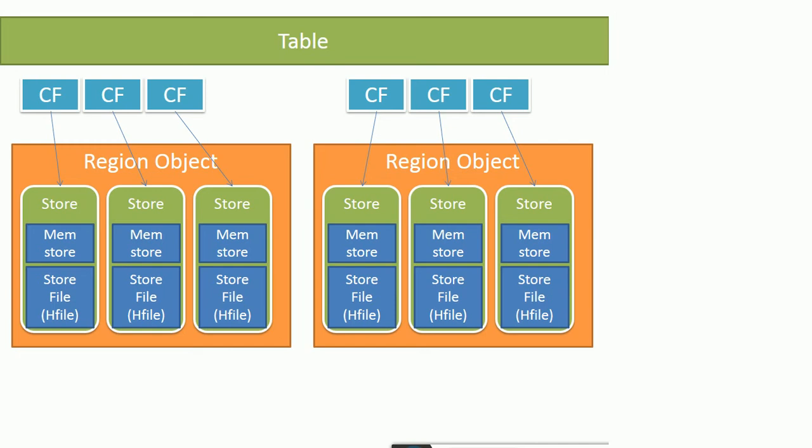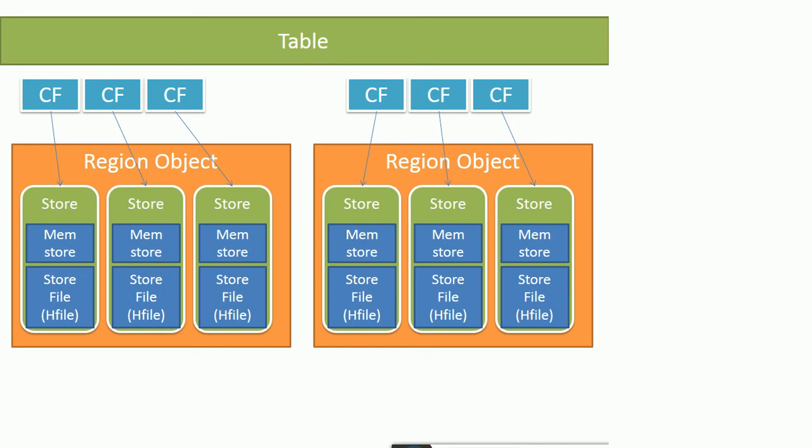I also told you the table is organized into regions, right? And a table has multiple column families. A region is nothing but a horizontal partition of a table. So all your column families will be present in region 1 as well as region 2, because it is a horizontal partition. So remember this thing.